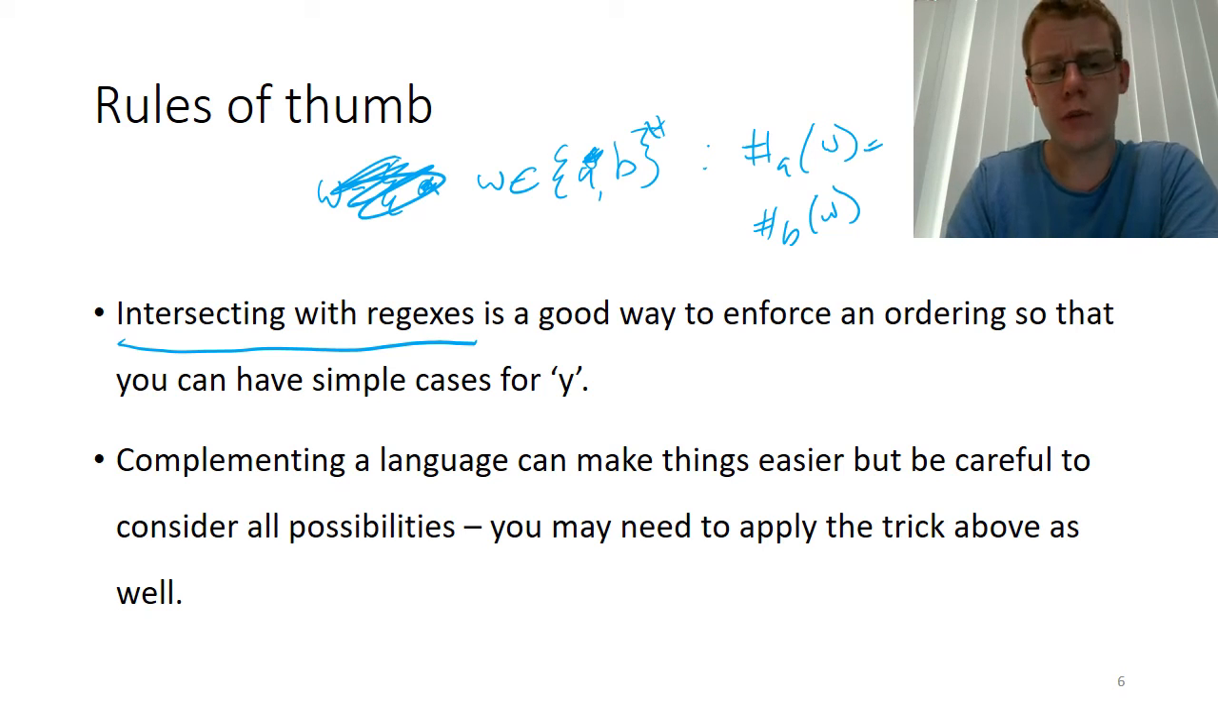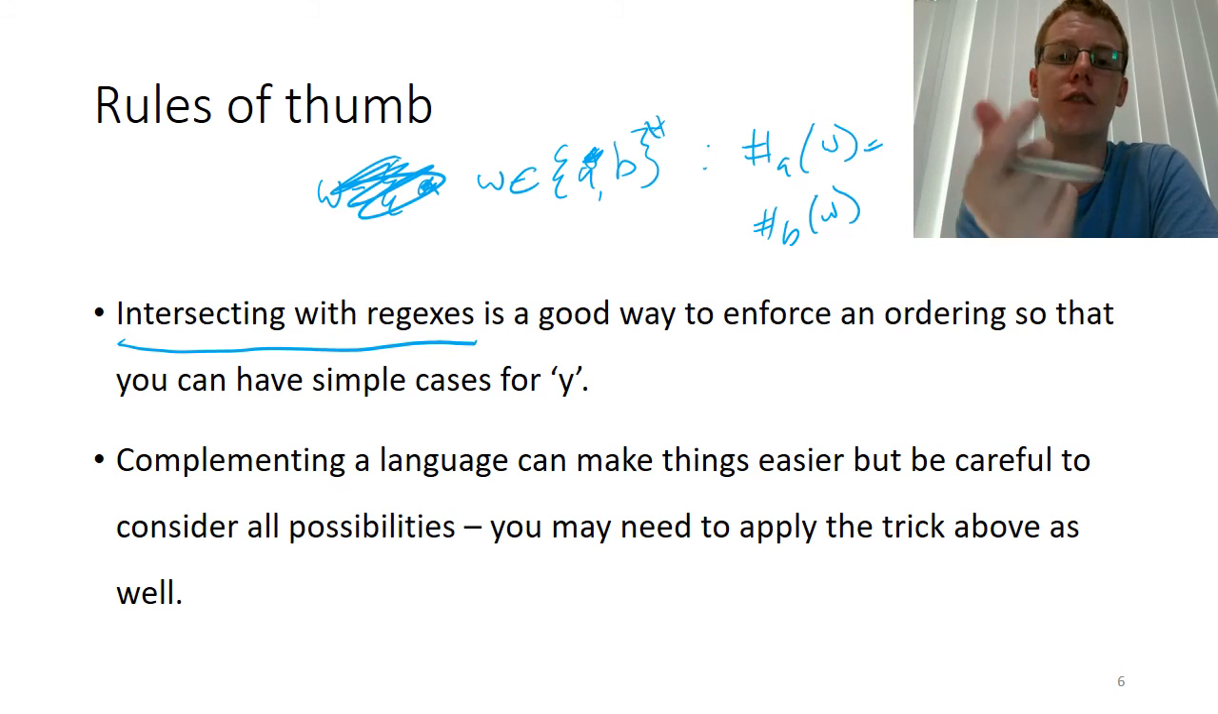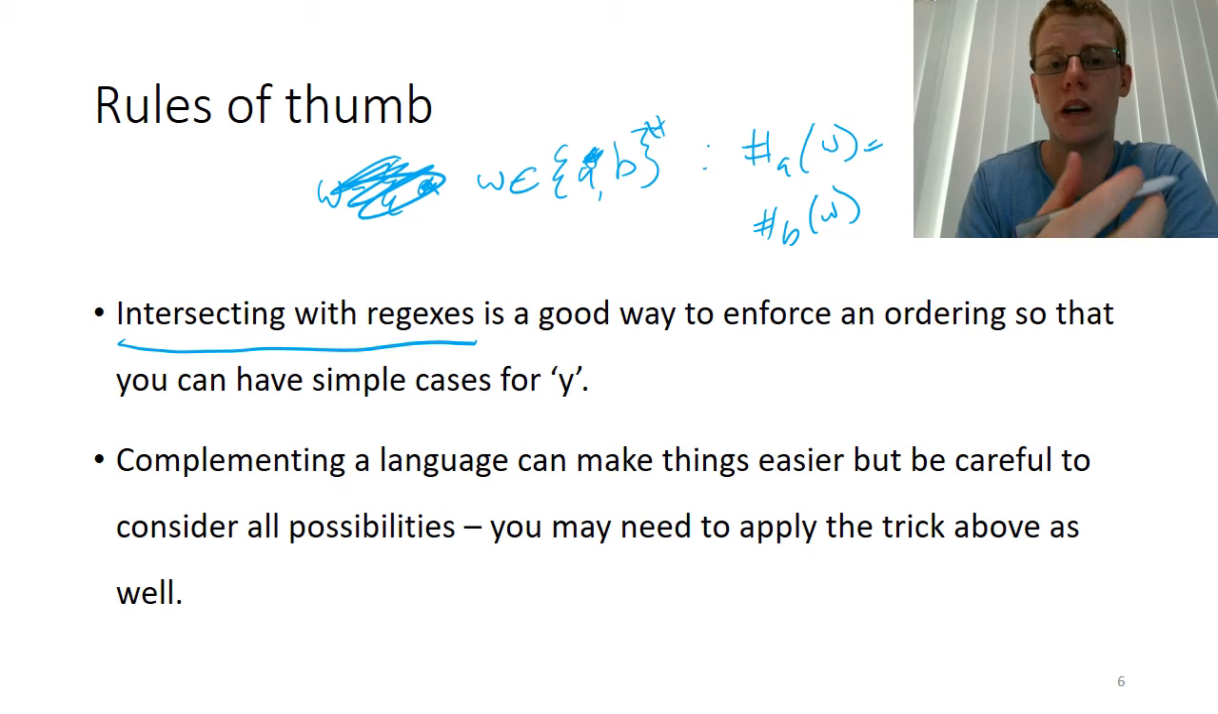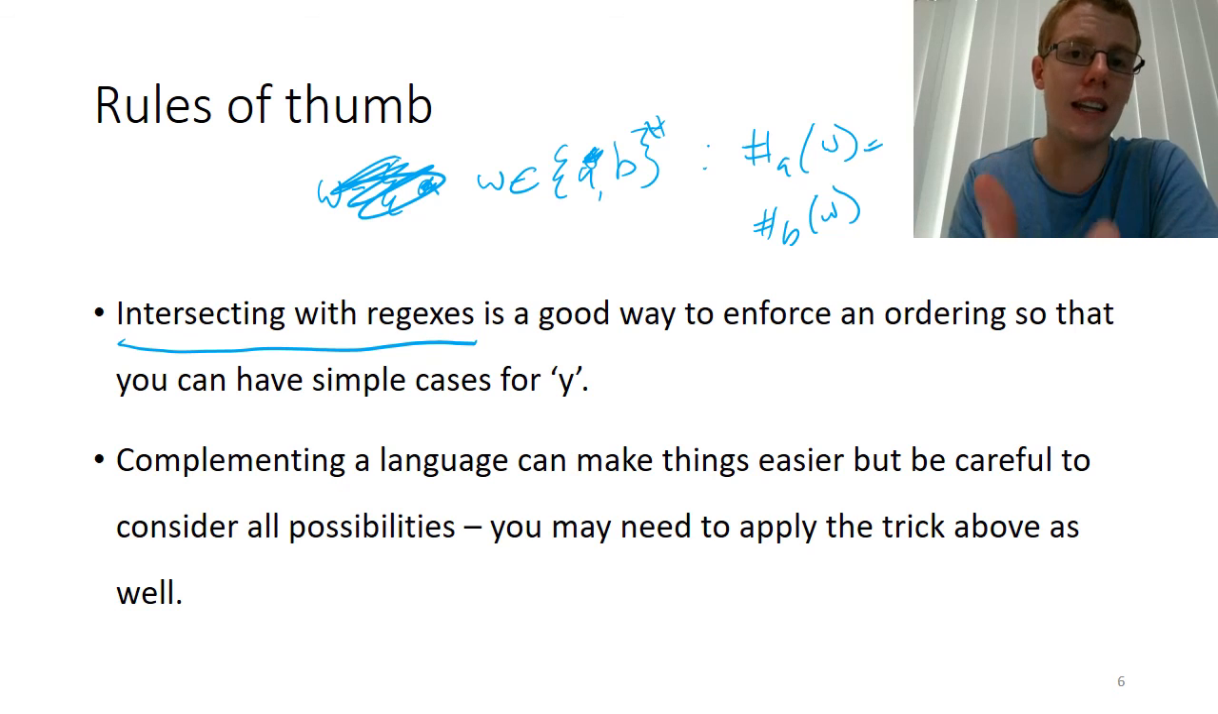The second rule of thumb that we've got is that we can often complement a language to make things easier by inverting the constraints on the language. So we saw that before. We had a language where the constraint was that two numbers are not equal. So we were able to negate that and get a constraint where the two numbers were equal.